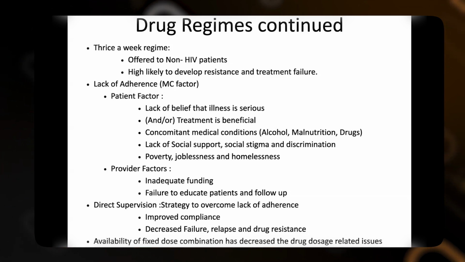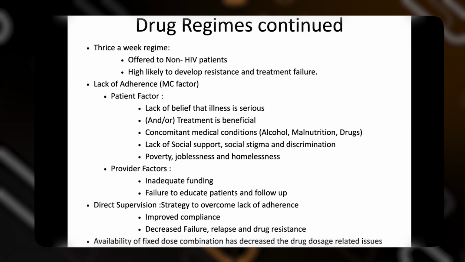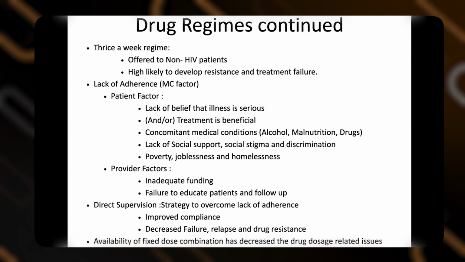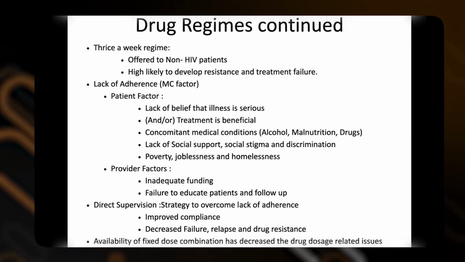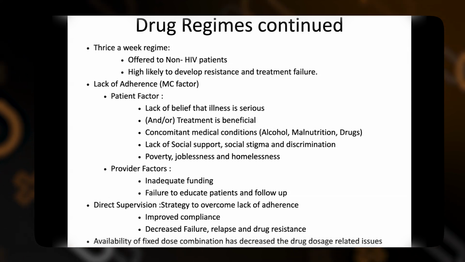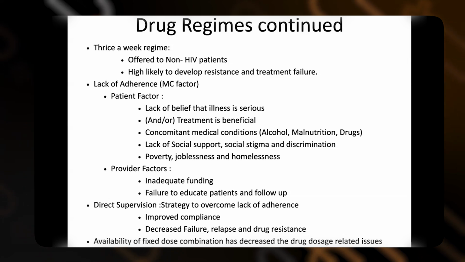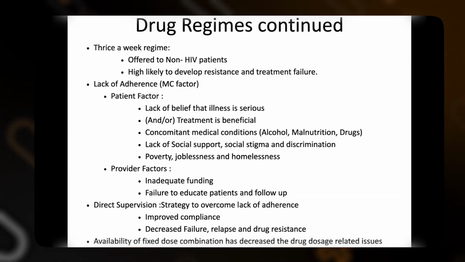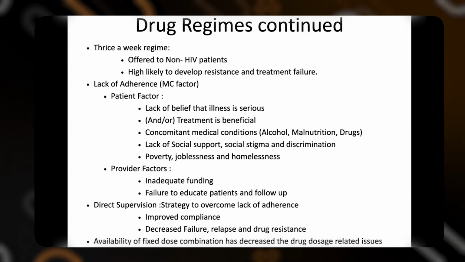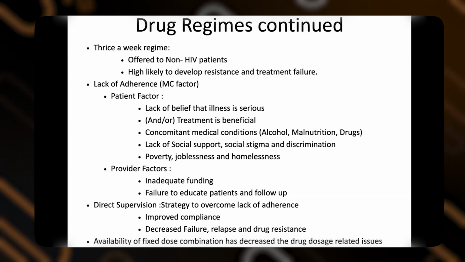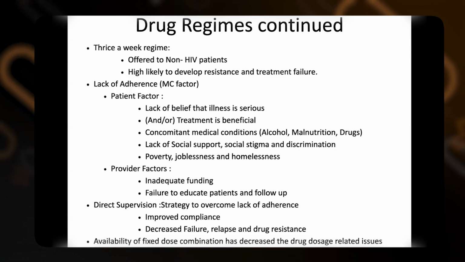Now, what would be the reason and the most common factor for developing resistance or treatment failure? They found out it was a lack of adherence. So either the patient doesn't take the tablets, or the tablet doesn't reach the bacilli. There are a few factors, that is patient factors and provider factors. In the patient factor, it's a lack of belief that this illness is serious, because tuberculosis is so slow growing. It's like a termite, which is eventually going to eat you up and kill you.